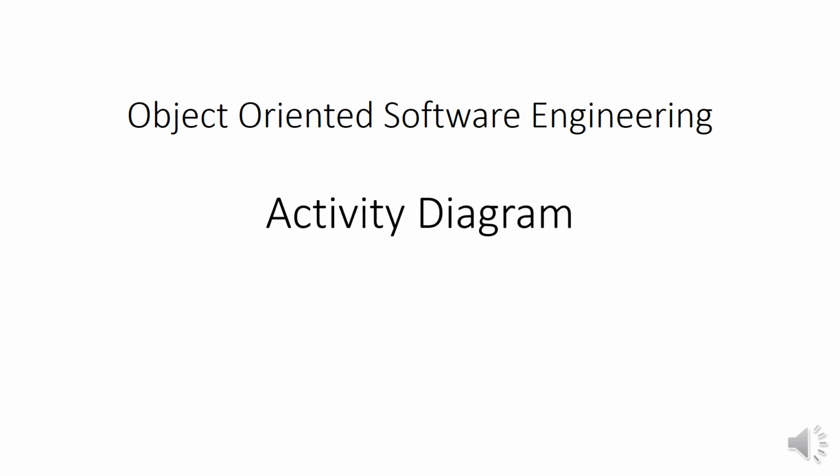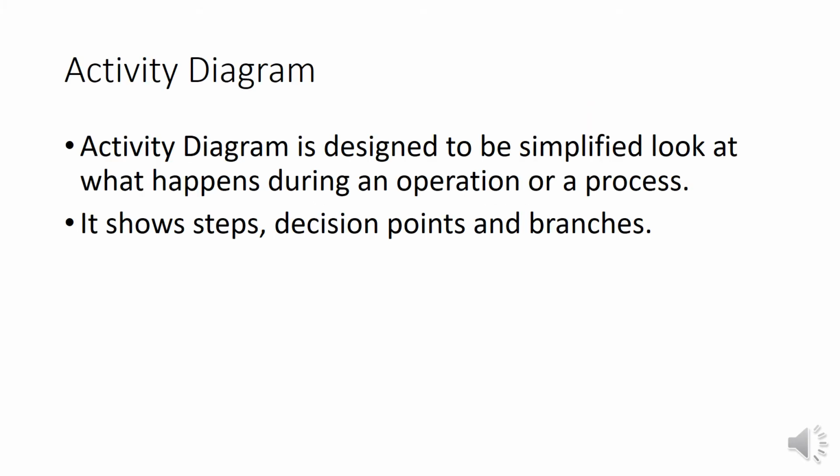So the topic name is activity diagram. An activity diagram is designed to be a simplified look at what happens during an operation or a process. It shows steps, decisions and branches. An activity diagram is much like the flow charts you have already seen in previous semesters. It shows steps, which are also called activities, as well as decision points and branches.